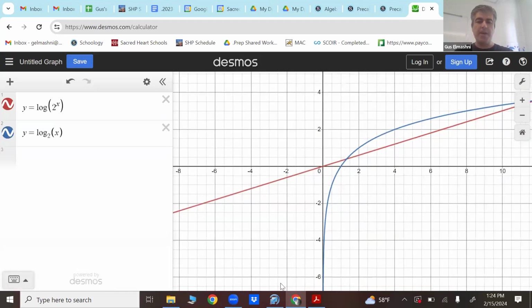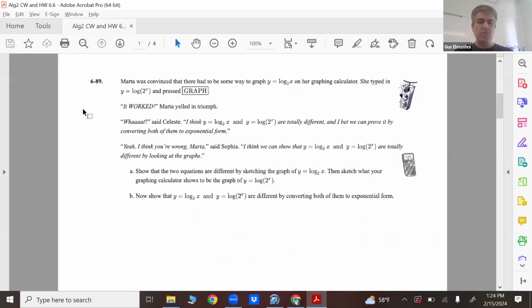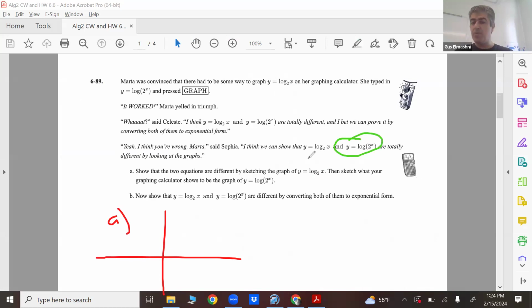So anyway, let's go back to the notes. So show the two graphs. So part A, let me do that in green. So if you plug in 0, for example, you should get 0, I believe.